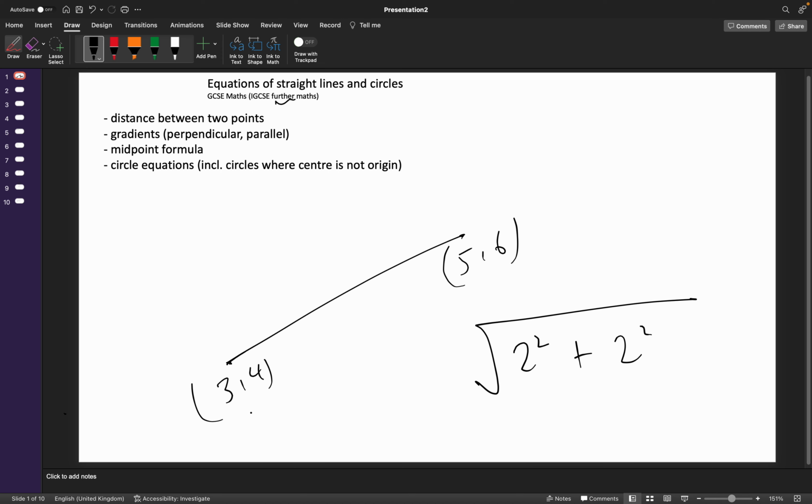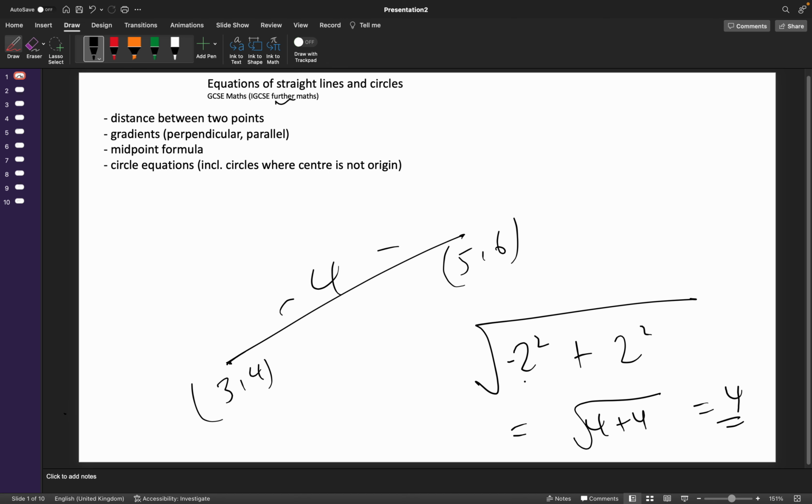It doesn't matter if you go the other way. So if you do 3 minus 5 and you get minus 2 squared, well, when you square a number, minus 2 times minus 2, that's going to give you the same answer, 4 anyways. So it doesn't matter whichever side you start with. And then you just do 4 plus 4, 16. Root 16 is 4. So the distance between these 2 points is going to be 4.